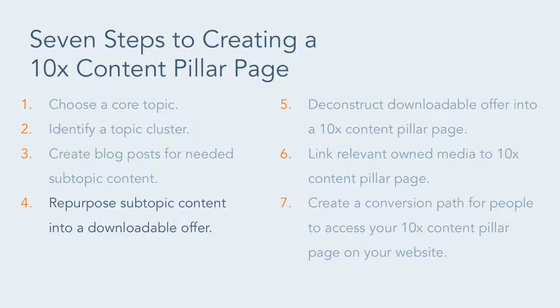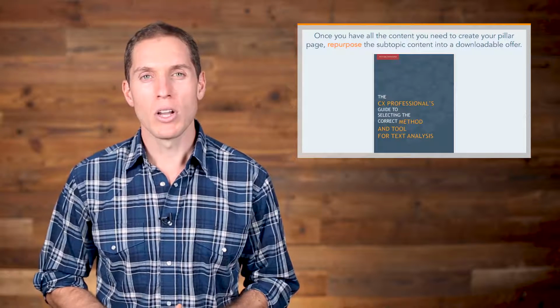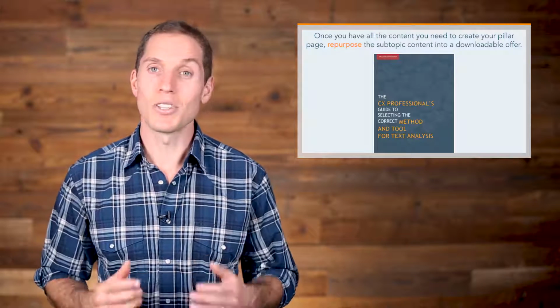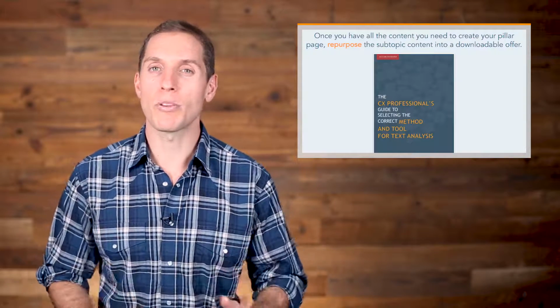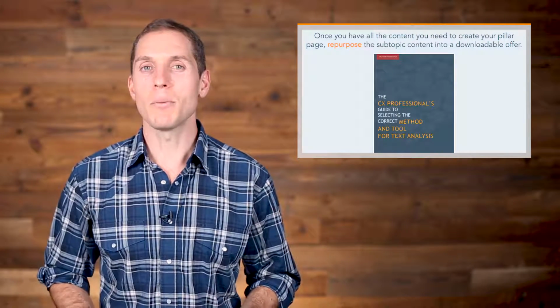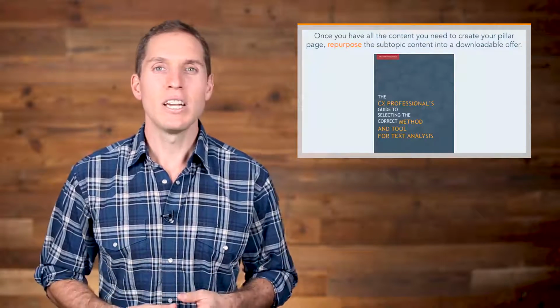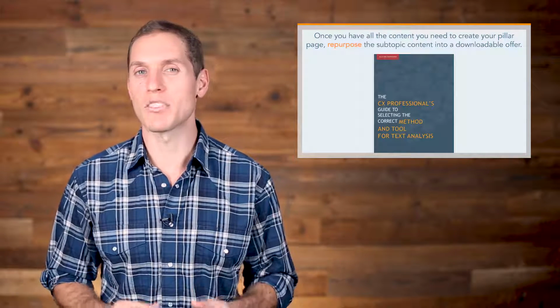Fourth, Atuma repurposed their subtopic content into a downloadable offer. Once you have all the content you need to create your pillar page, repurpose the subtopic content into a downloadable offer. Remember, the goal here is to use the content you have to put together a helpful story for the reader, which explains the core topic in depth. Create the content offer before the pillar page. This way, you'll be able to prepare a highly relevant conversion action, downloading the content offer, to have on the pillar page so your business can start generating leads as soon as the page is published.